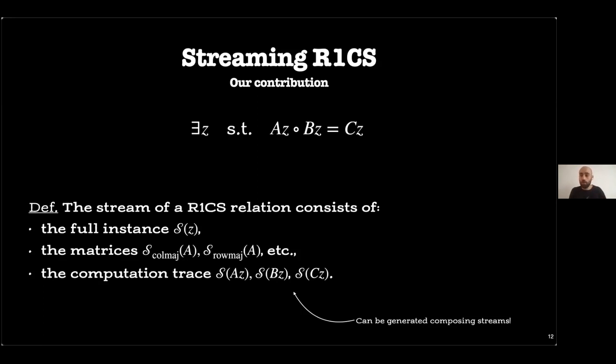Finally, I will also assume a stream of the computation trace. The computation trace is the product AZ, BZ, and CZ. Clearly, I can do this even in linear time if I can make assumptions on the matrix itself. The matrix is quite simple, but otherwise we just assume that this is already precomputed and the prover just has it as input.